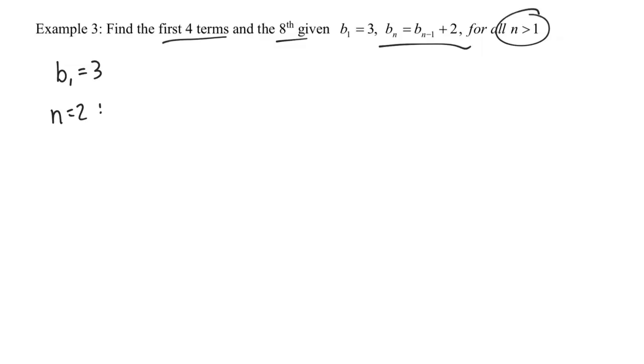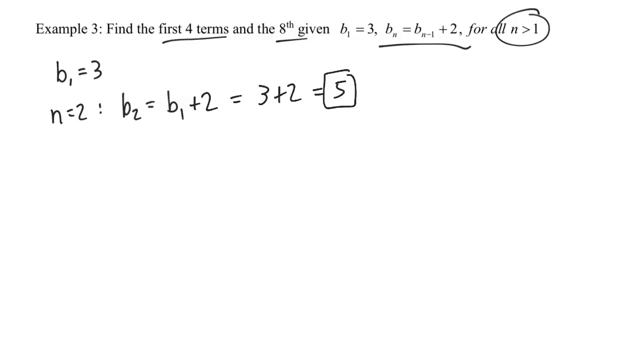And so if I plug that into my formula, I'm going to get b sub 2 is equal to b sub n minus 1, so that would be b sub 2 minus 1, or b sub 1, and then plus 2, which is going to equal 3 plus 2, which will give me 5.